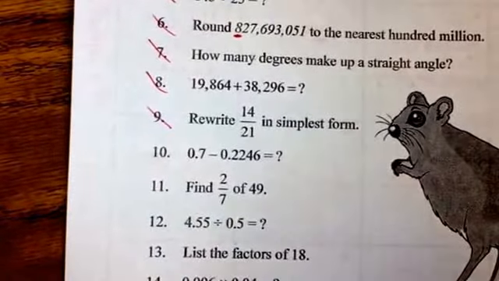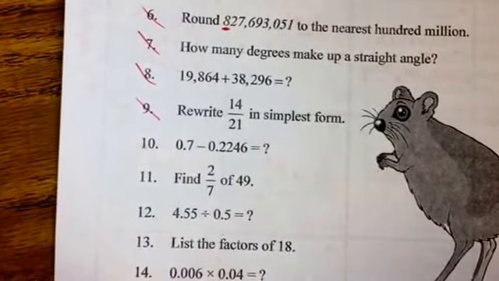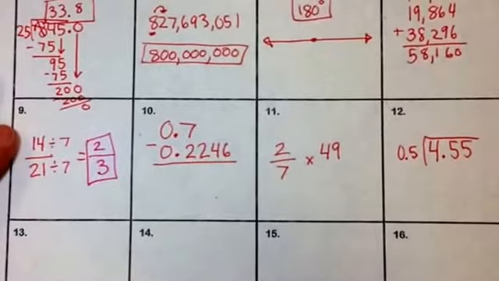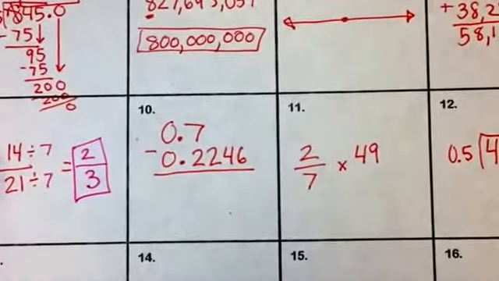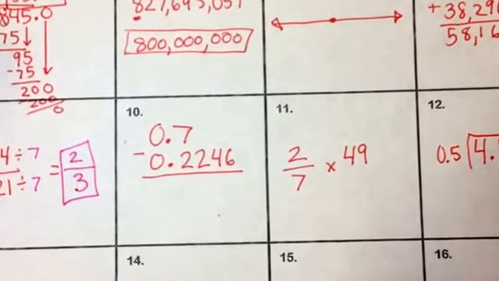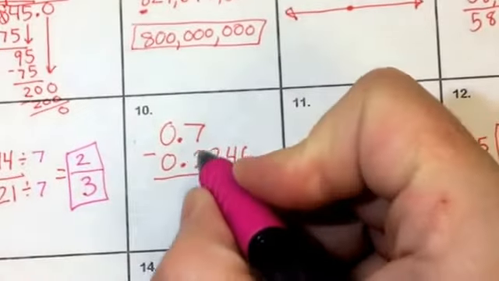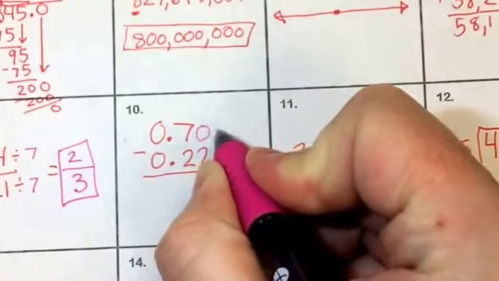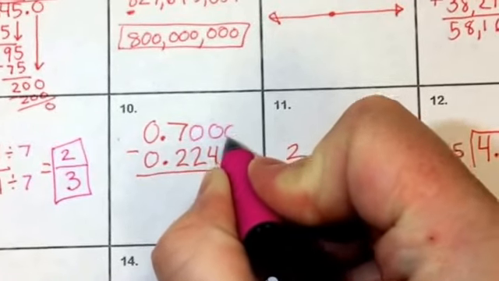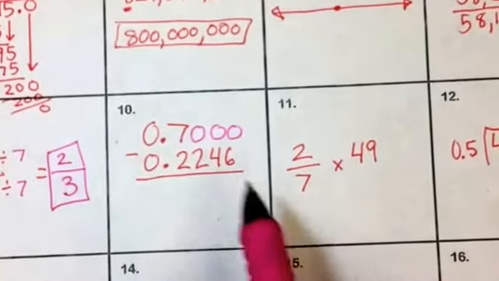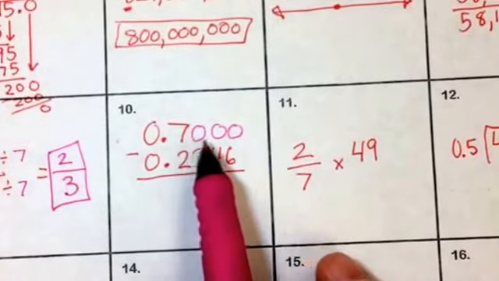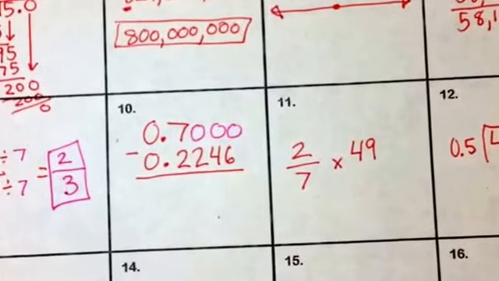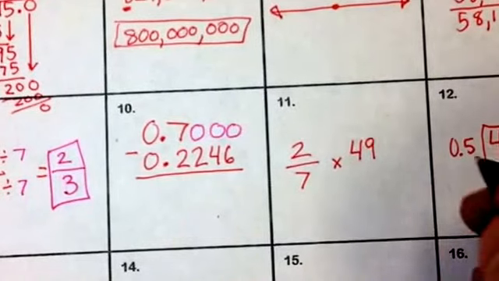So number one step when you're subtracting or adding decimals is that you line up those decimals. So I have lined up my decimals here with 7/10 on the top and then 2,246 on the bottom. But we cannot subtract until I fill in my places with zeros. And so we can also see that 7/10 is equivalent to 7,000 10,000ths. And now I can subtract.